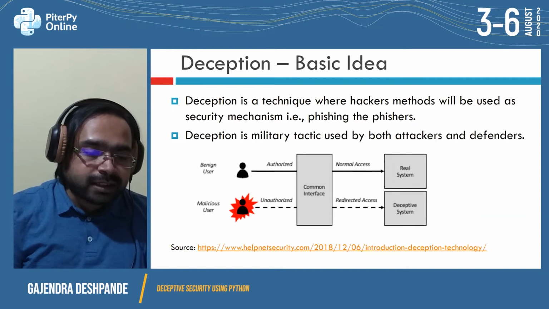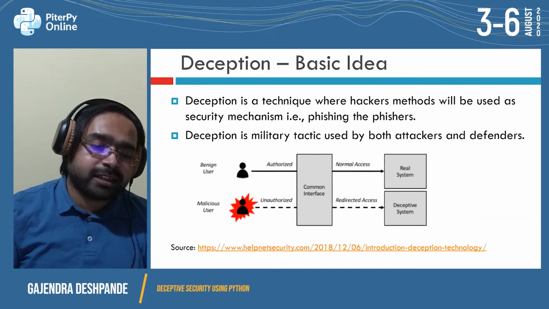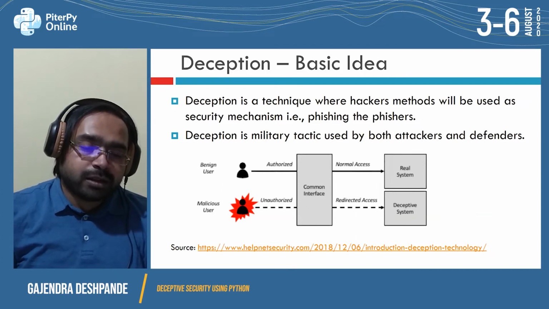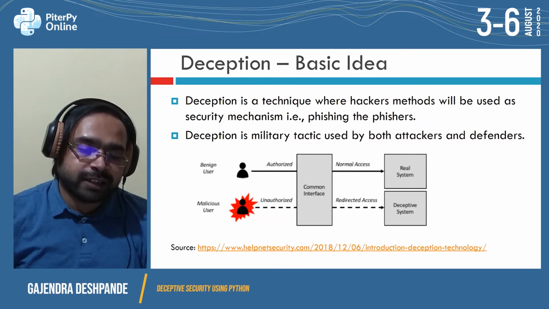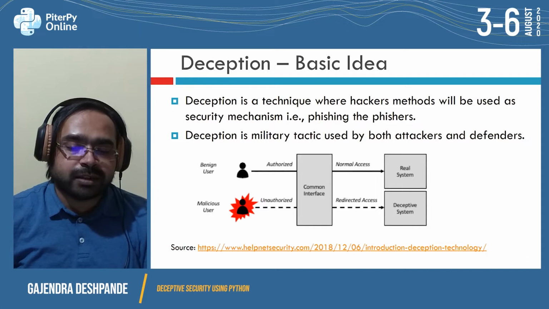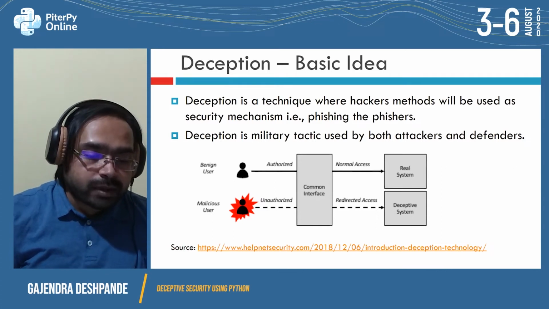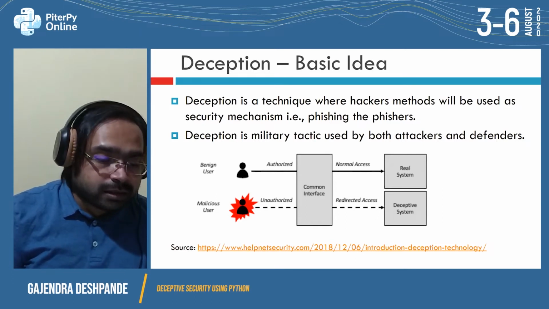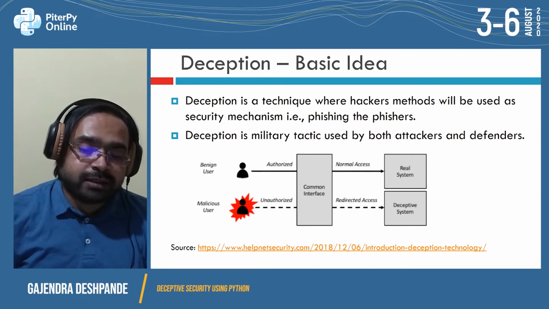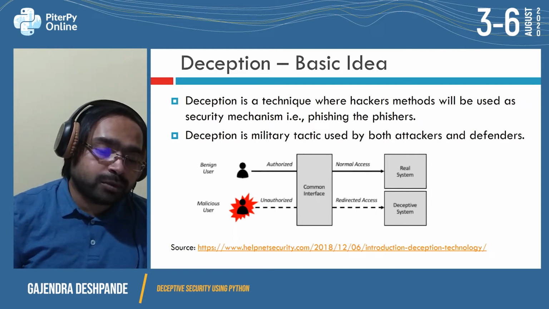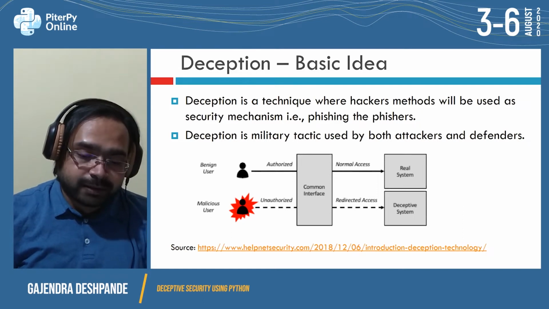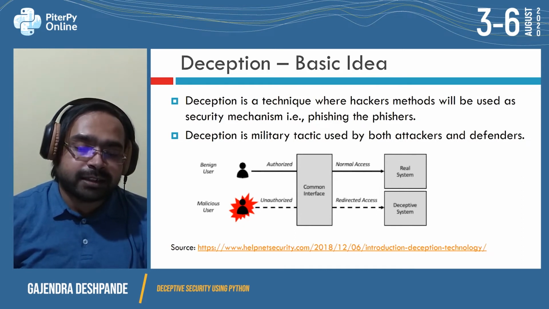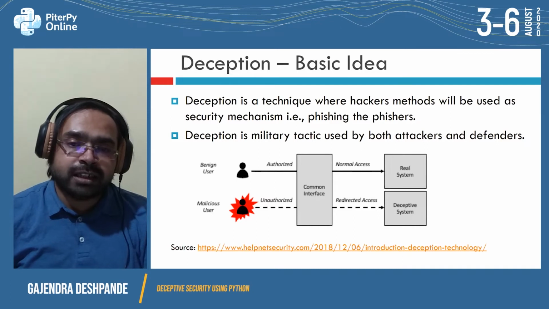Now let's consider the diagram on the slide. We have two users, a benign user and a malicious user. Both have access to the same common user interface. The benign user tries to access the real system with a legitimate username and password, whereas the malicious user tries to gain access to the real system through illegal access. In this case, if the user is authorized, then the system will give him access to the real system. Otherwise, it will redirect the access to the deceptive system.